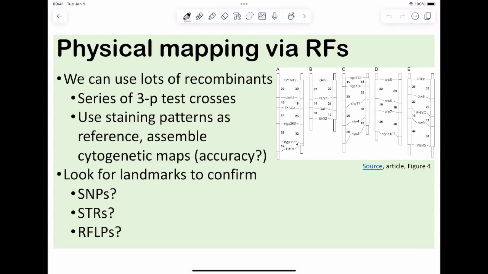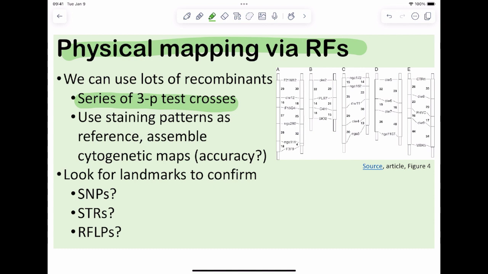So with recombination frequencies, we can put genes in order. That's the best we can do. Using recombination frequencies, we can sort of put genes in a relative order, and we can take guesses as to how far apart they are. The way you would do this is a whole bunch of three-point test crosses. If I keep doing three-point test cross after three-point test cross, I can eventually compare enough genes that I can put them into order.